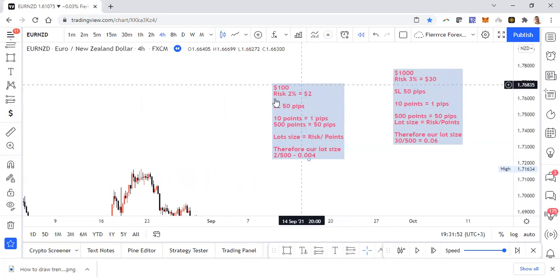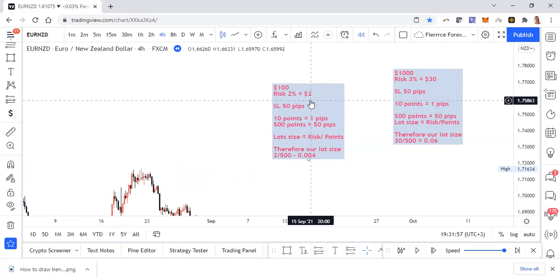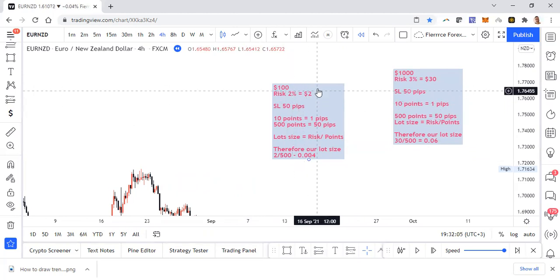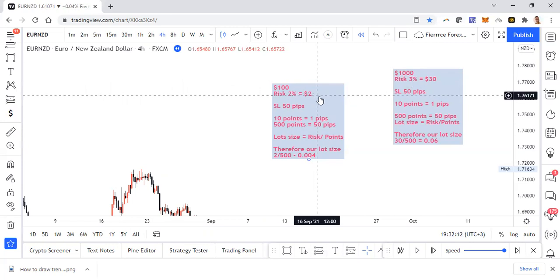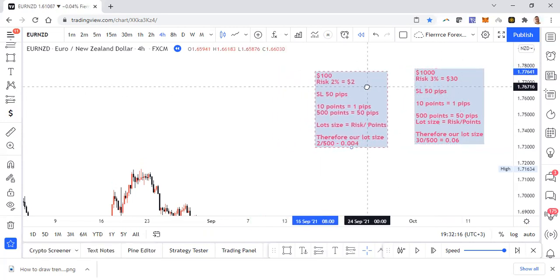Because if you just do it the other way, like the way I used to do this before, I'd be like, okay, I'm risking 50 pips, so I'm going to lose $100. And at that time I'm like, okay, but I'm risking 2%, which is $2. Doesn't make sense, guys. So I hope this on a basic level makes sense.